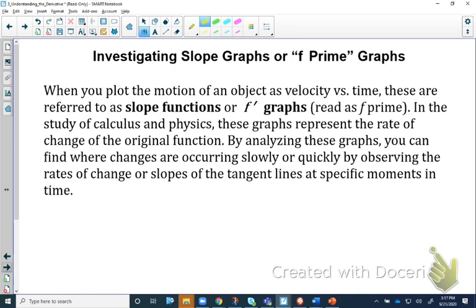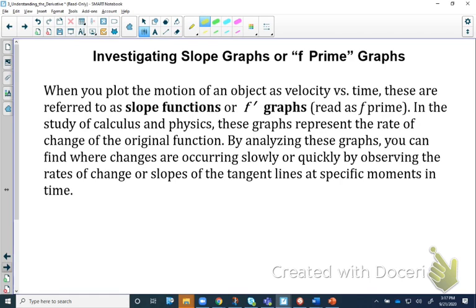Here, when you plot the motion of something as a velocity versus time function, these are referred to as slope functions or f prime graphs. You see them a lot in calculus and physics. And these graphs represent essentially a rate of change of the original function. By analyzing these graphs, we're going to be able to see where changes are occurring, whether they're occurring quickly, slowly, things like that.